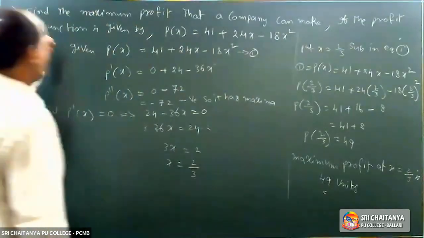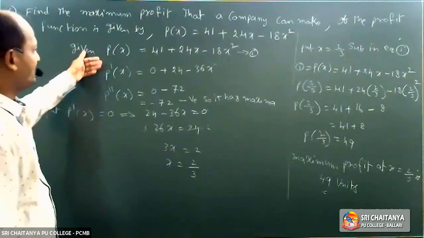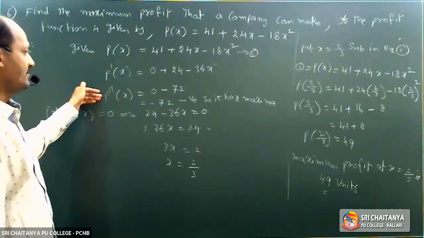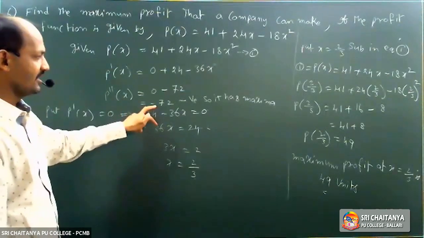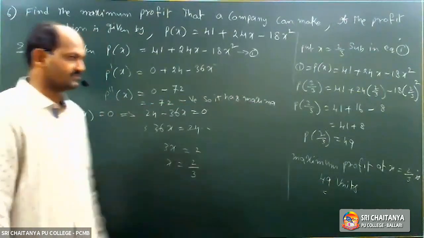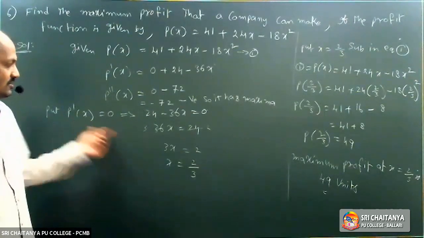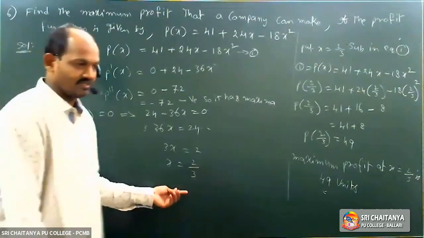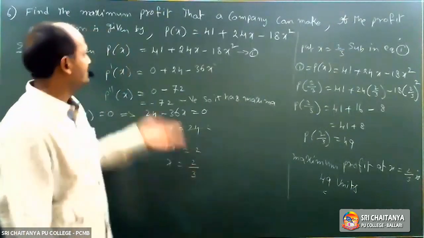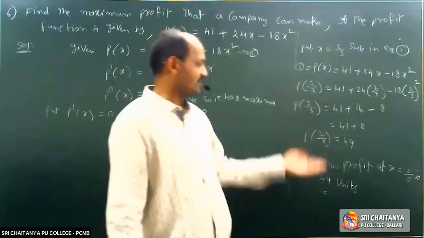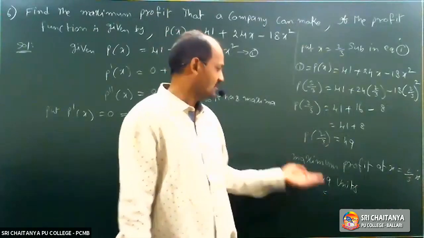So here given profit function, find the first derivative, second derivative is negative, so it has a maximum. For maximum or minimum, first derivative is equal to 0, then we get x equal to 2 by 3. That x equal to 2 by 3, substitute in the given function, we get maximum profit.